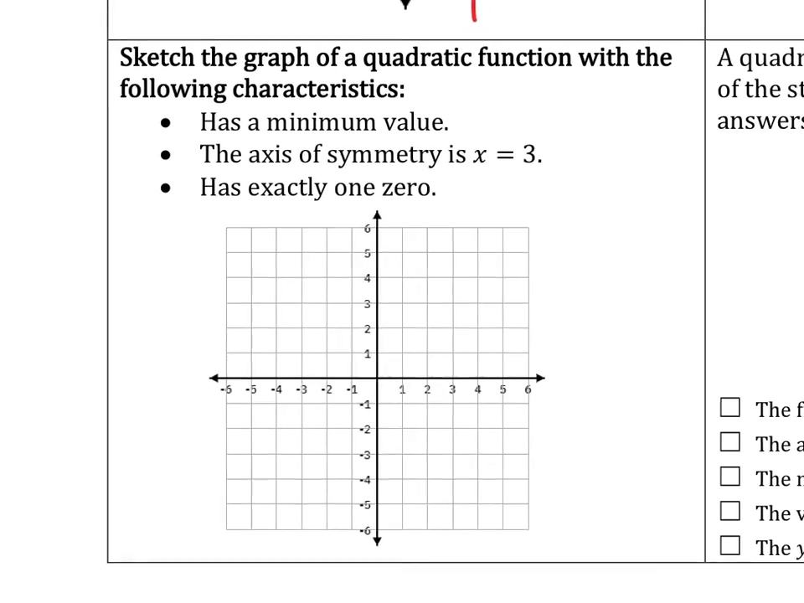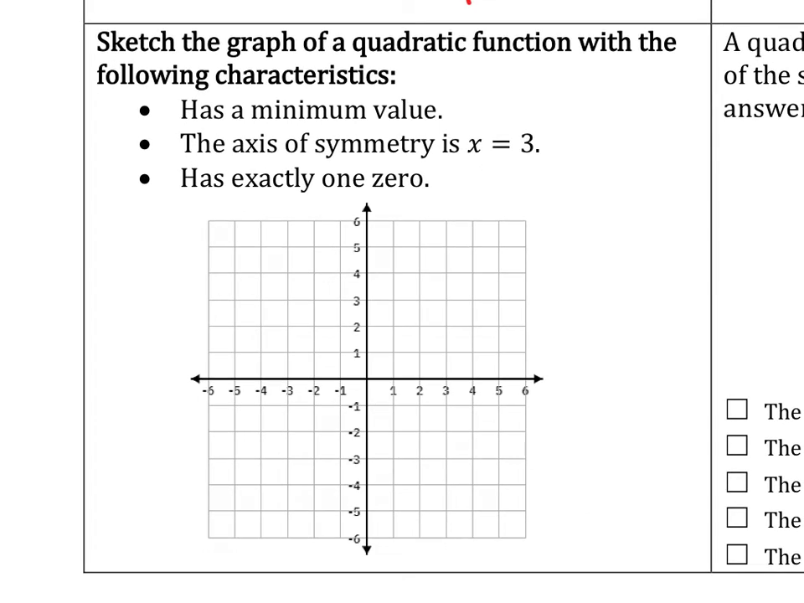We want to sketch the graph of a quadratic function with the following characteristics. It has a minimum value. Does that mean that this is going to be a happy or a sad parabola? It's going to be a happy parabola. Very cool. All right, the axis of symmetry is x equal to 3.